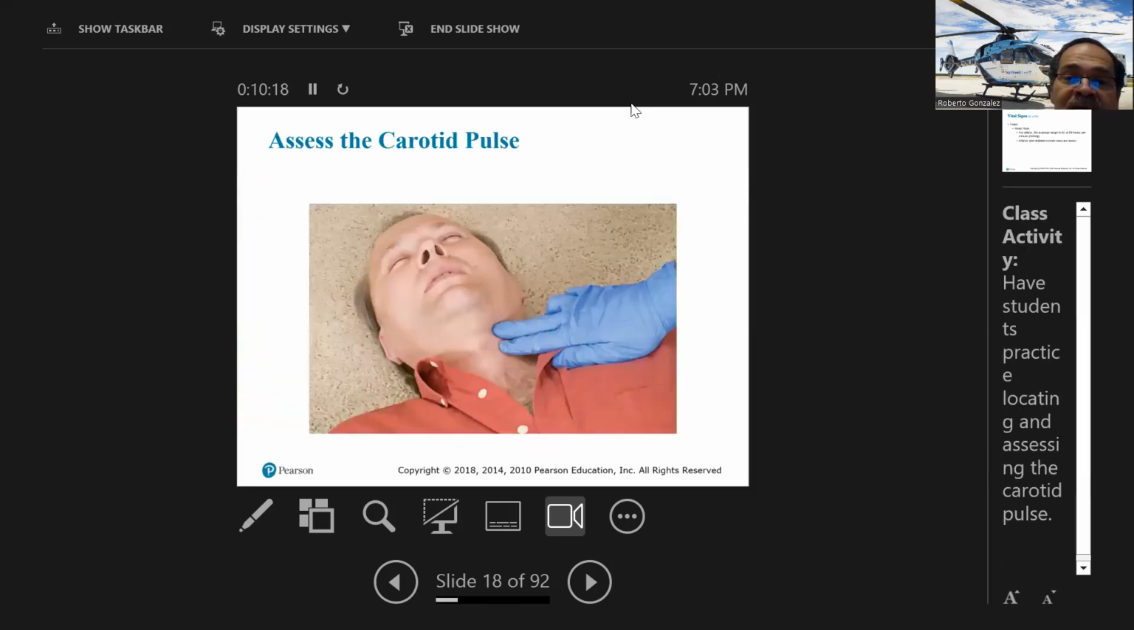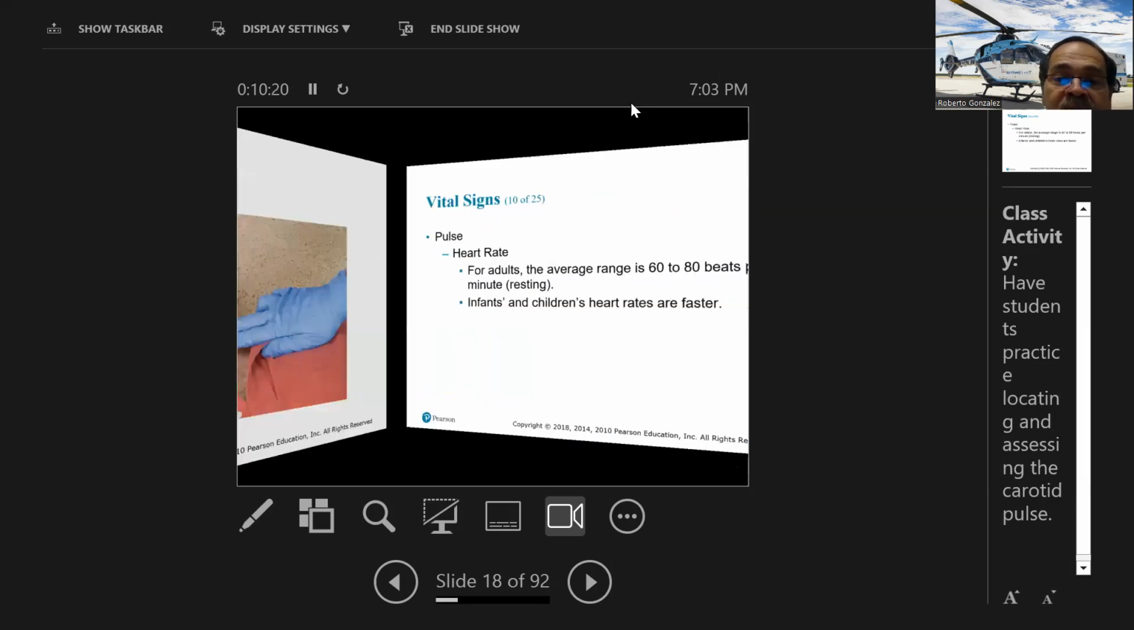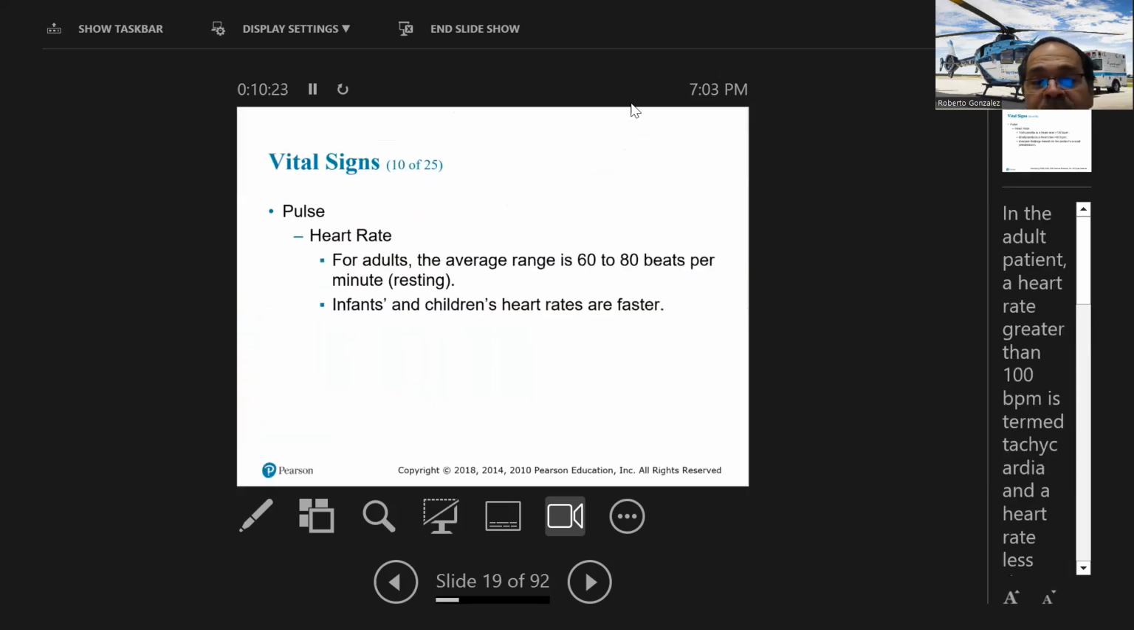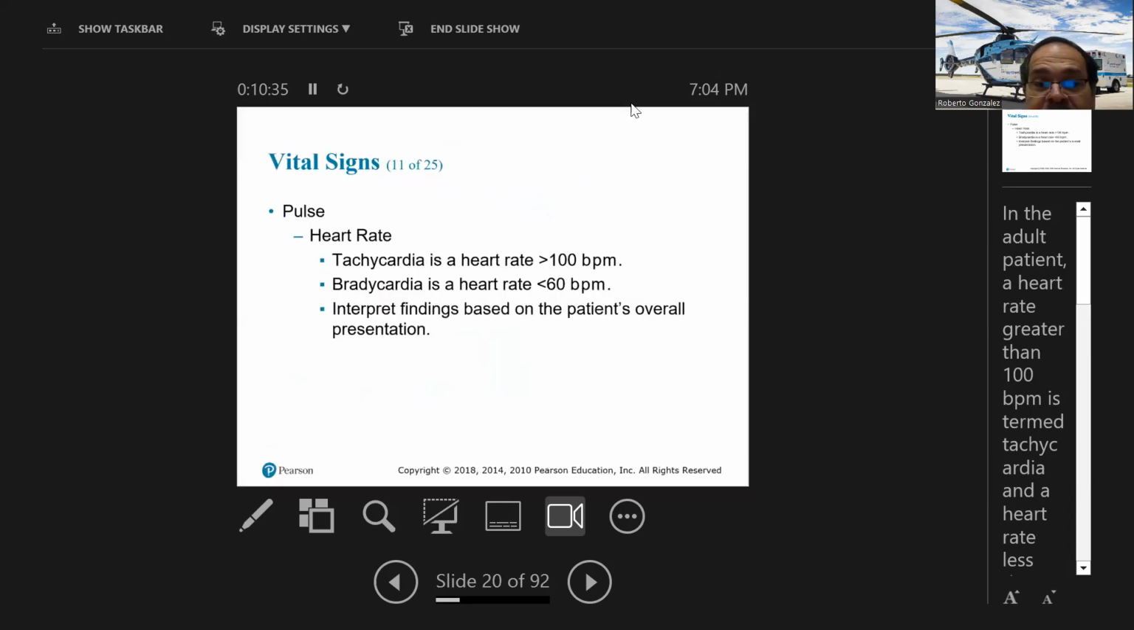Heart rate. So this is basically assessing the carotid pulse itself. Heart rate for adults, the average range should be 60 to 100 beats per minute when they're resting. Infants should be a little bit higher, or faster than that.